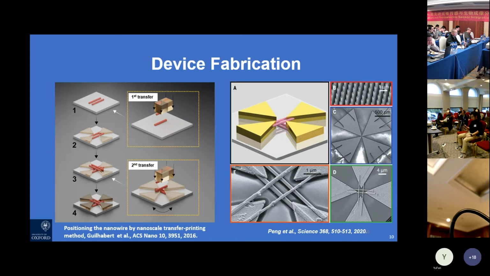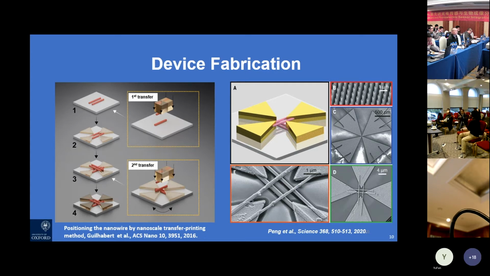And in their technique, they are able to stamp a single nanowire to a target location on a target substrate, with the designed orientation and without damaging the nanowire at all. It's very useful. Then we need to address the second challenge, which is how to isolate these two detection channels.